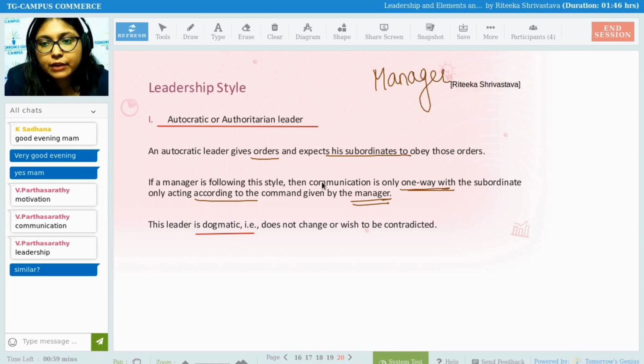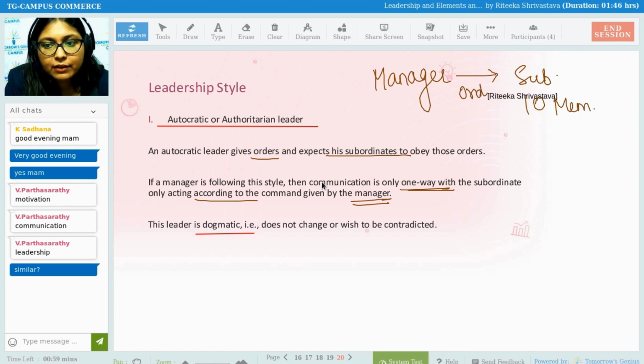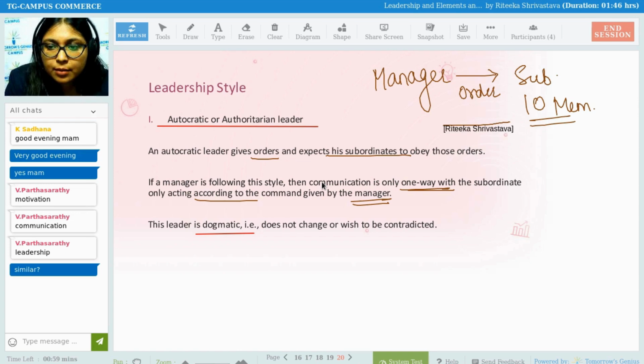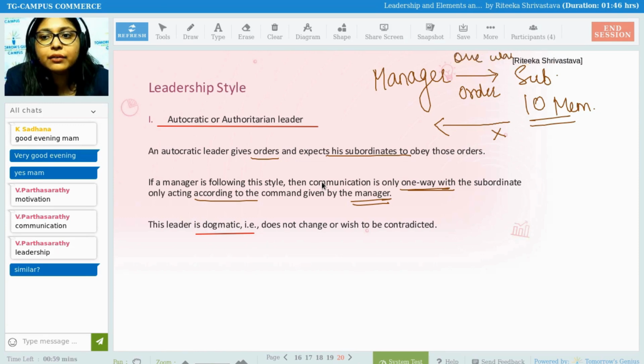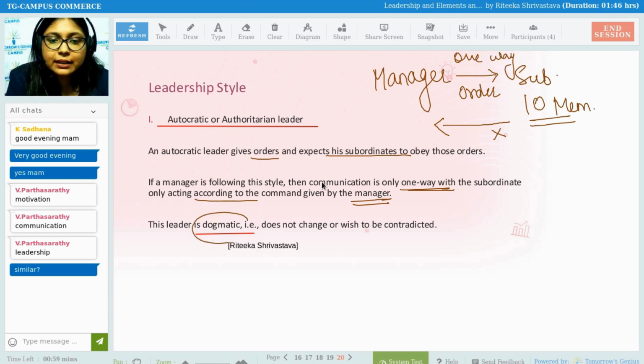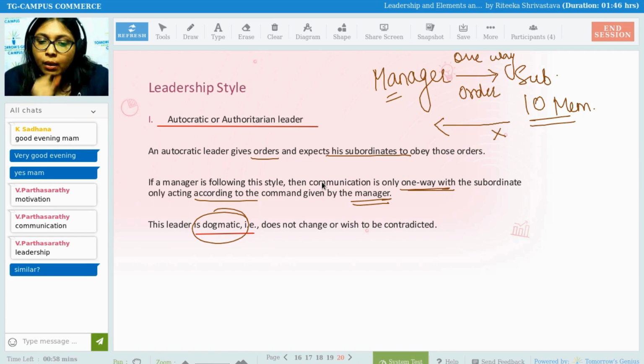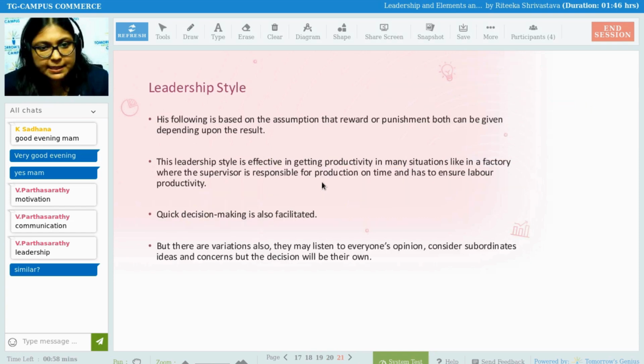This manager is going to give commands to all his subordinates. There are 10 members. He will pass orders and he will expect that all subordinates should follow the orders given by the manager. In return, subordinates cannot give any suggestions, opinions, or ideas, nothing. And that is why it is called one-way communication, and that is why it is called a dogmatic approach. Dogmatic means it will not change, or it will not want any kind of contradiction. Manager will not want any subordinate to come to me with suggestions, opinions, or ideas. Whatever I am saying, you have to accept it.